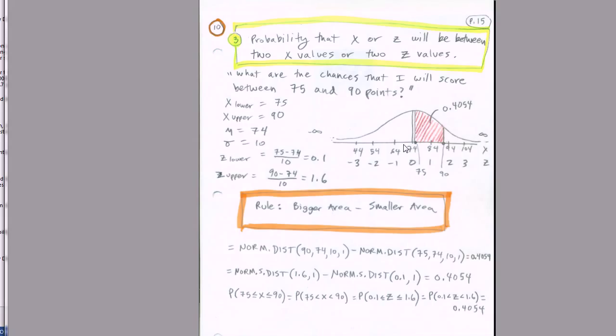The third situation is between. So I might ask the question, what are the chances that I will score between 75 and 90 points? Now, here's our rule for building our formula. It's always the bigger area minus the smaller area. So watch. All the area up to 90, that's going to be a big number, and then all the area up to 75. If I take the big area and subtract the little area, that will give me the difference between the two. And that's the probability of getting between 75 and 90 on a test.